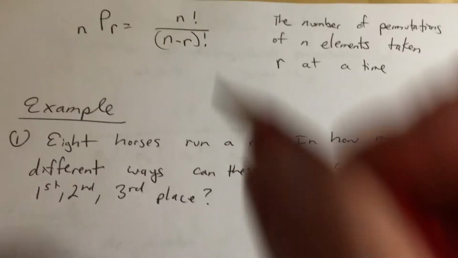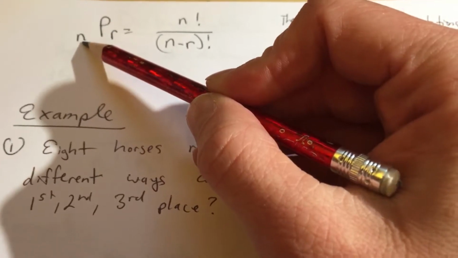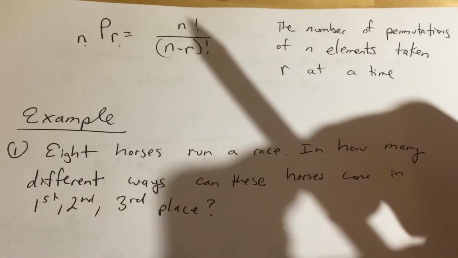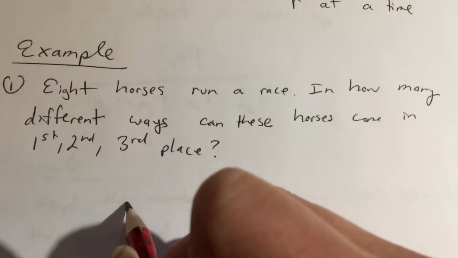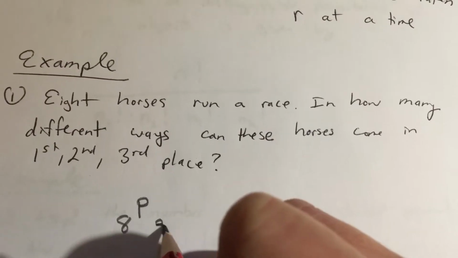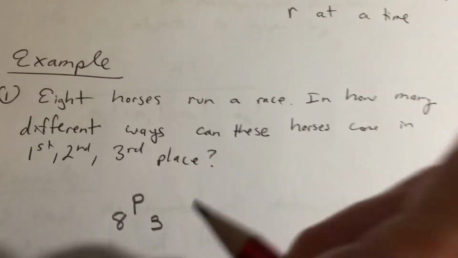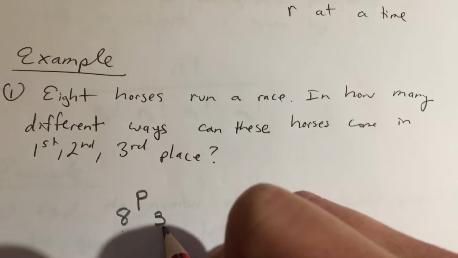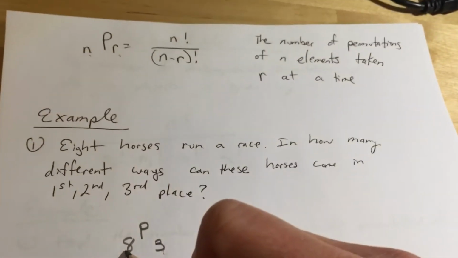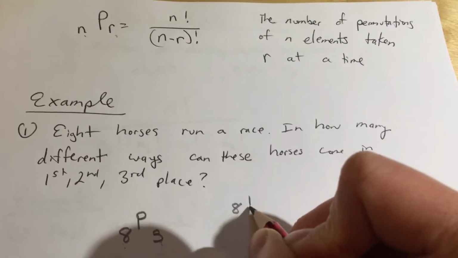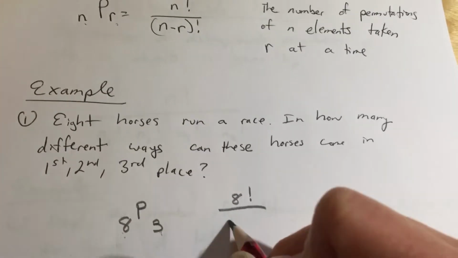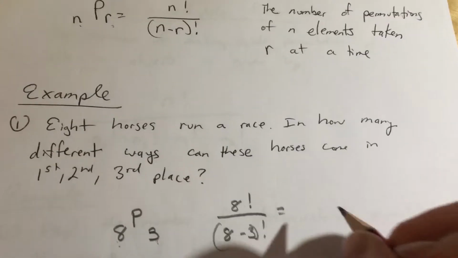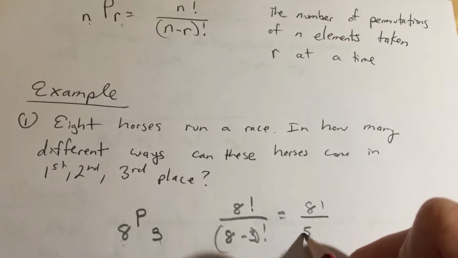There are 3 places. So 8 is our n, our total number of horses, and r is that subset, 3 taken at a time. So we are going to say that this is 8P3. This is our total amount, and this is the top 3 places. Everywhere I see an n, I'm going to replace it with an 8. So this will be 8 factorial all over 8 minus 3 factorial. 8 minus 3 factorial is 5 factorial.